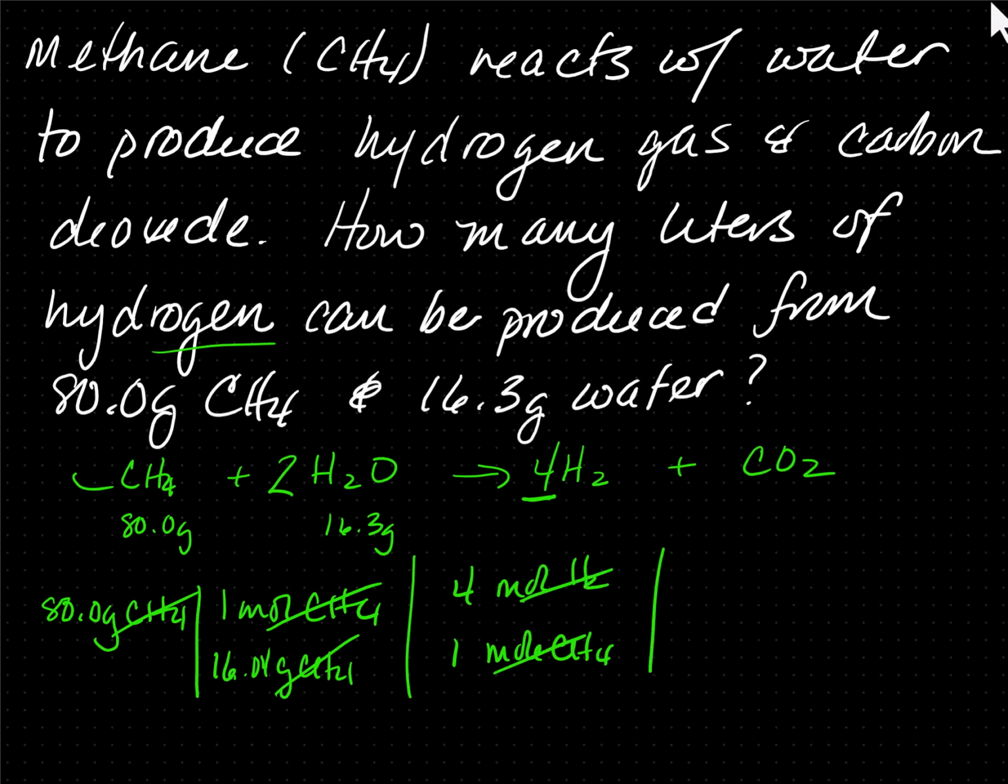Moles cancel out, moles of H2, moles of H2. 1 mole, since we're going to liters, is 22.4 liters of H2. So we're going to multiply the top, multiply the bottom, and divide. You should get 446.88.